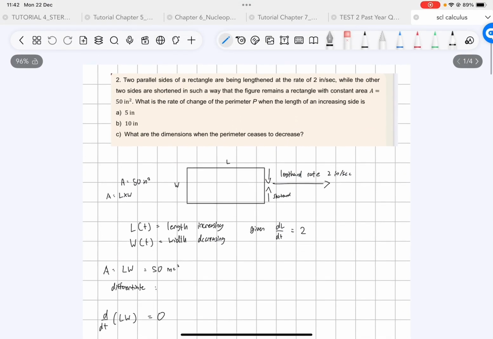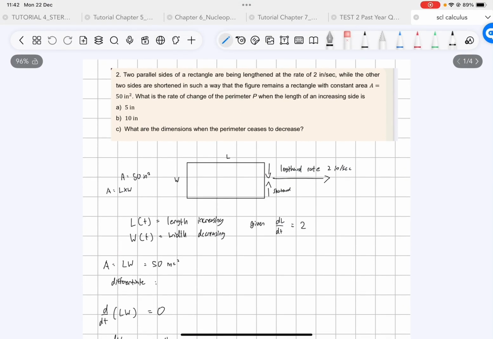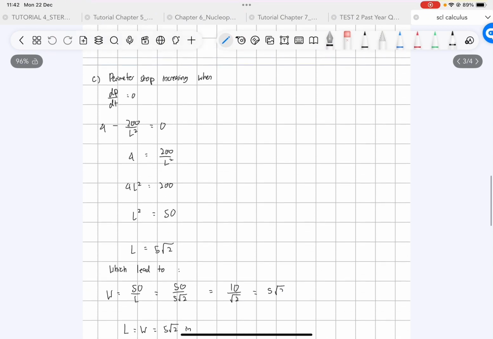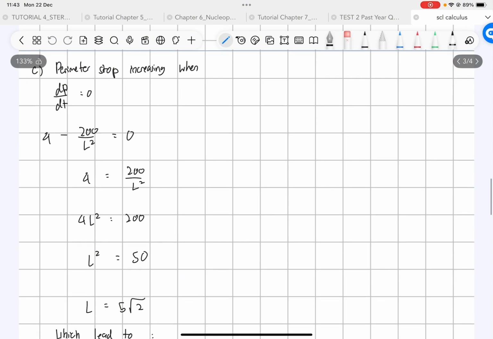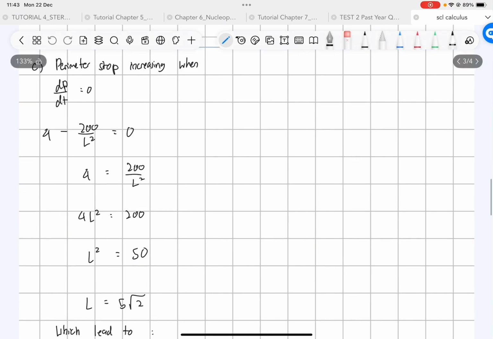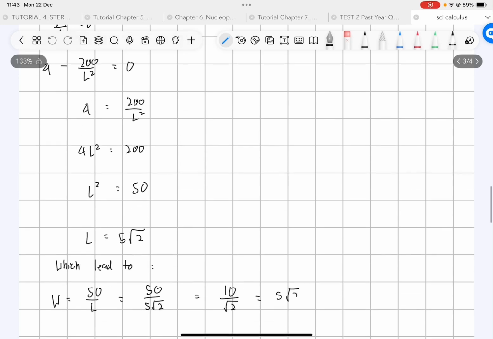For C, they ask us what are the dimensions when the perimeter ceases to decrease. What this means is that dP/dt is equal to 0. So just substitute the 0 into the dP/dt equation. We get that 4 minus 200 over L squared equals 0. Then we move the terms. We get that 4 equals 200 over L squared. By moving the L squared, we get that 4L squared equals 200, and we get that L squared equals 50.